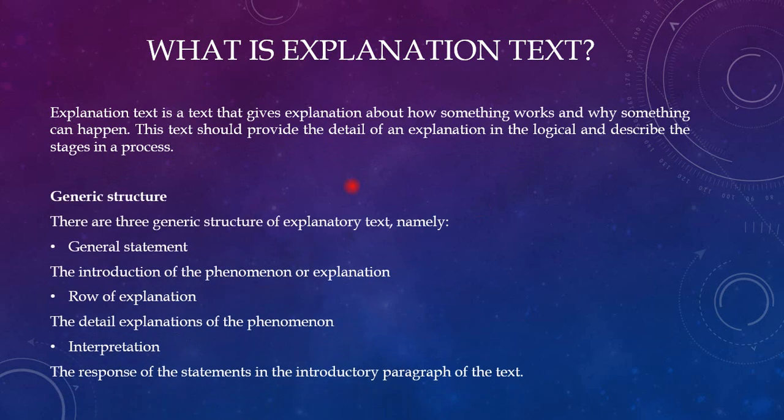So there are three generic structures. The first one is the general statement, which is the introduction of the phenomenon or explanation text. Here you state what kind of phenomenon or life cycle you are going to write about, okay? And in the sequence of explanation, normally you give the detailed explanation of the phenomenon or the stages, okay?